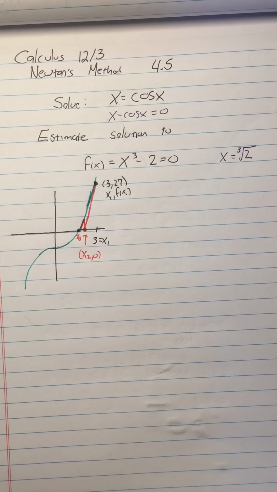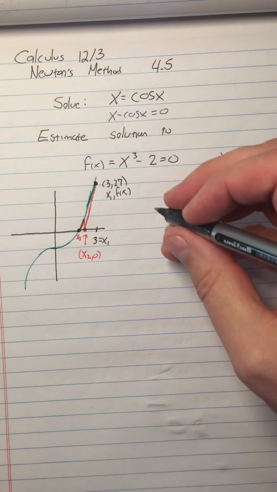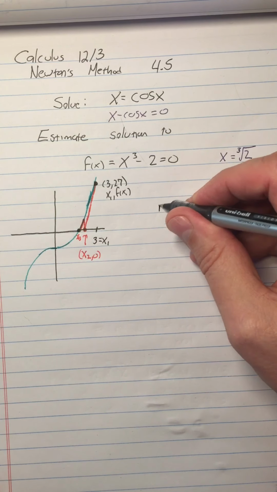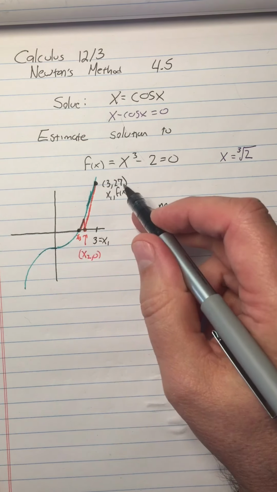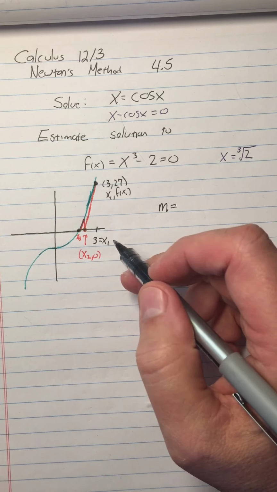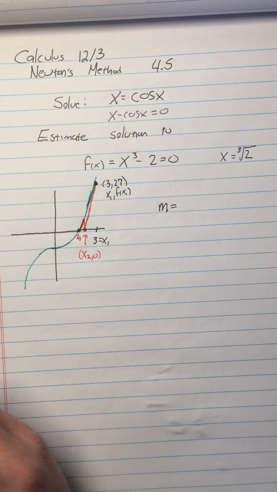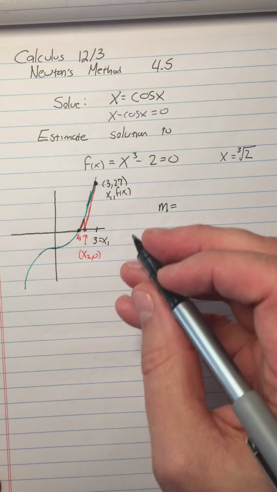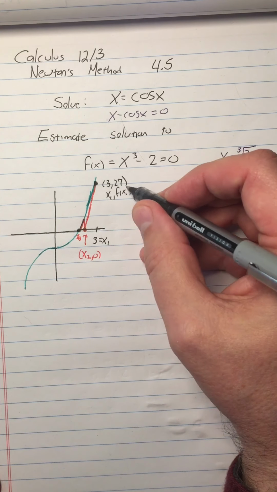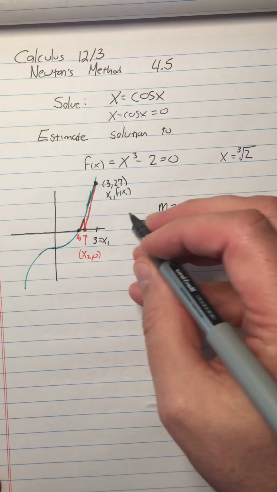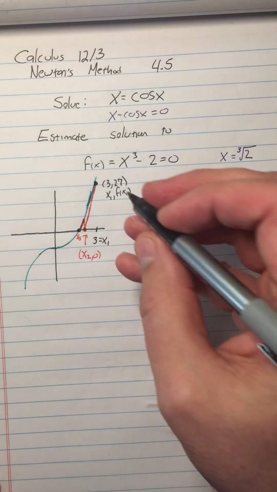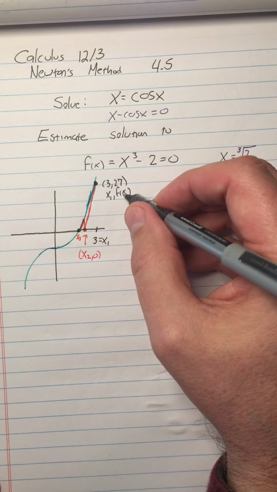As with everything, the method starts with the slope formula. So we're going to start with slope equals, using y2 and y1 off of here. I'm not going to use the 27 and the 3, because I want to keep this general to be used for any function. So I'll just call this x1 and f of x1.